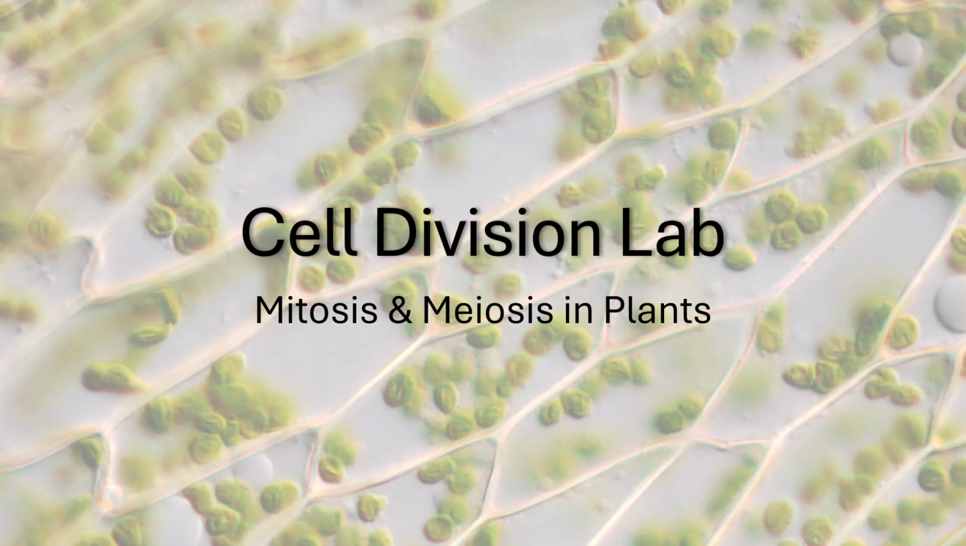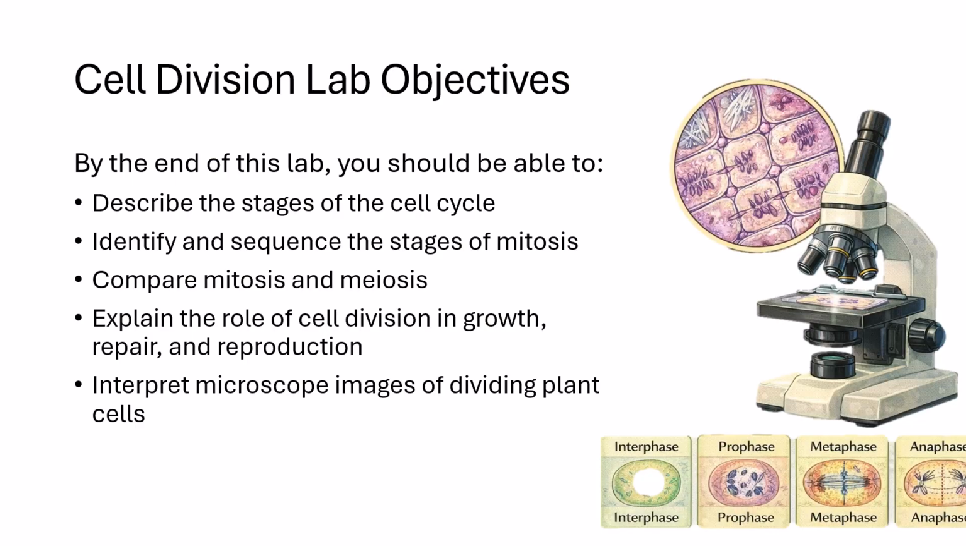In this lab, we're shifting from looking at what plant cells are made of to how plant cells reproduce, grow, and pass on genetic information. We'll focus on the cell cycle, mitosis, and meiosis, and you'll be observing real dividing cells under the microscope, as well as using models and images to understand what's happening inside the nucleus. Before we begin the activities in this lab, let's take a look at our learning goals.